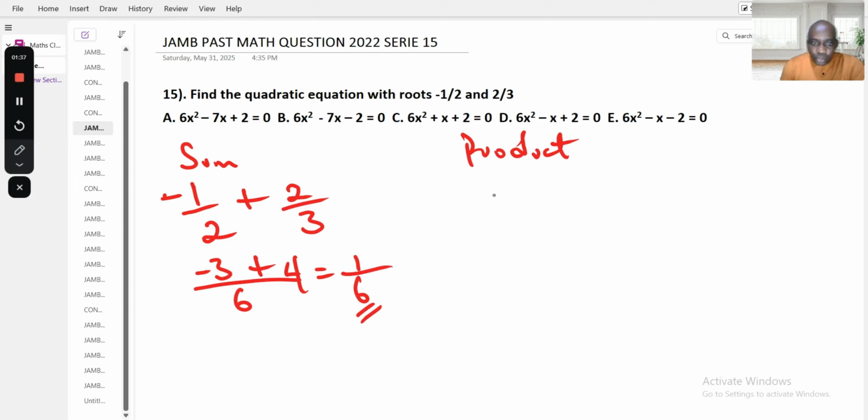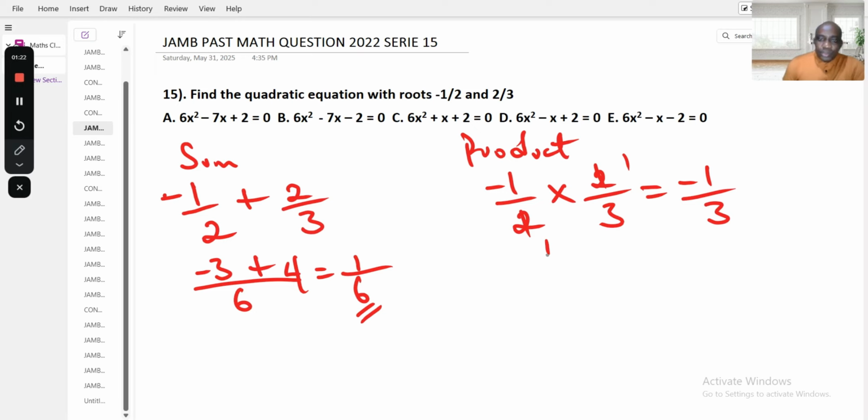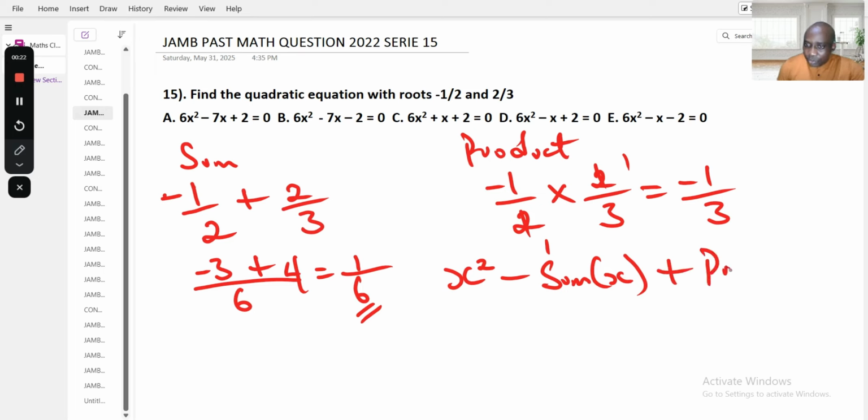Now let's do the product. −1/2 multiplied by 2/3. 2 here, 1; 2 here, 1. Our final answer is going to be −1/3. Now we are going to form the equation. Therefore, we are going to form our equation like this: x² − (the sum that we got here)x + (the product) = 0.